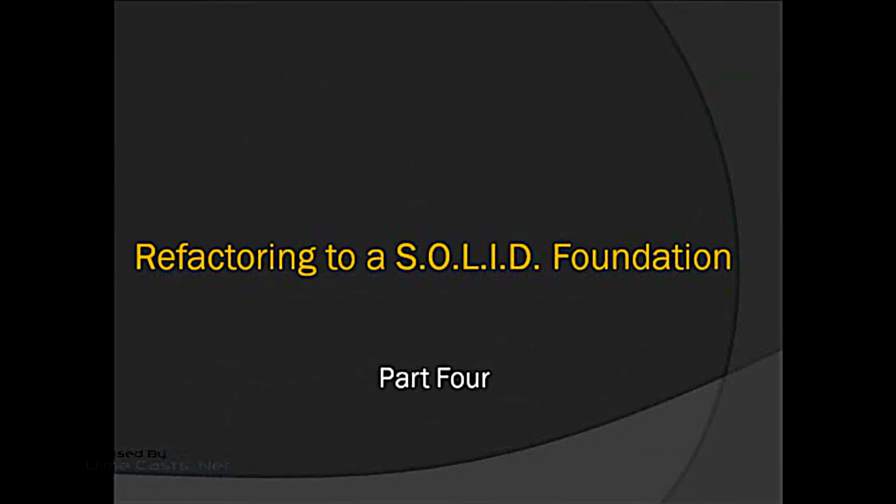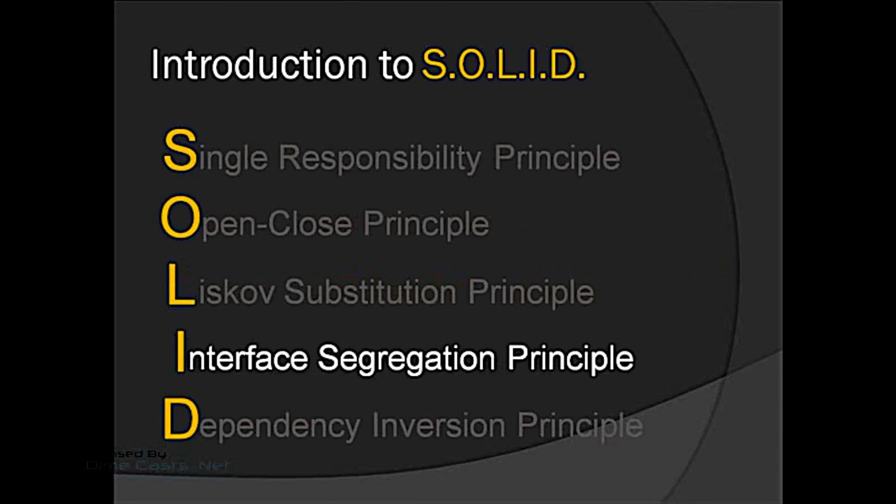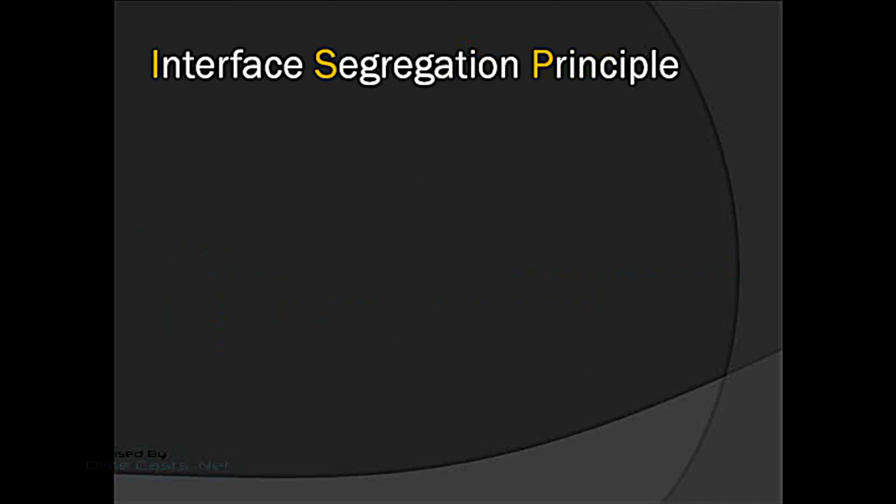This is part 4 in the multi-part screencast series, Refactoring to a SOLID Foundation, whereby we explore the SOLID object-oriented design principles by applying them to an existing software product in an attempt to refactor it to an improved design using the techniques that SOLID espouses. In our previous installments, we investigated the single responsibility principle, the open-closed principle, the Liskov substitution principle, and that takes us to the I of SOLID, the interface segregation principle.